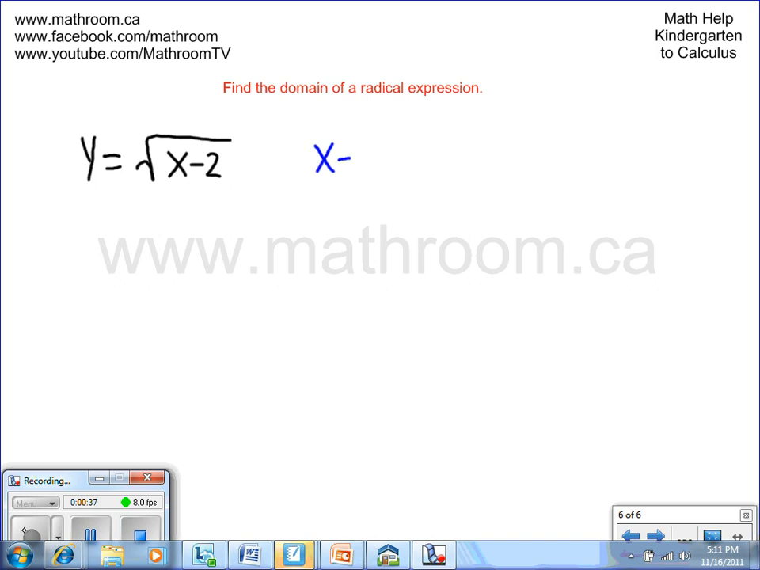x minus 2 must be greater than or equal to 0. The square root of 0 is 0, so x minus 2 can equal 0, but it cannot be a negative number. So now we have a simple inequality, and let's solve it for x.